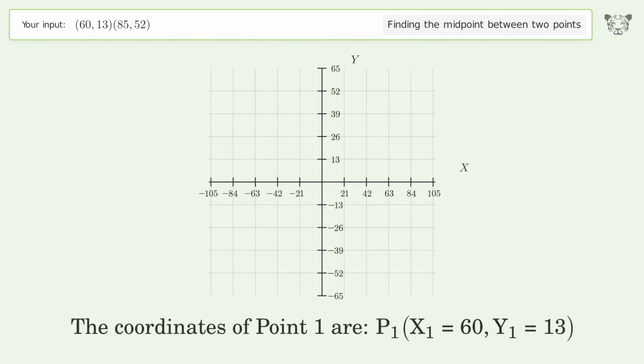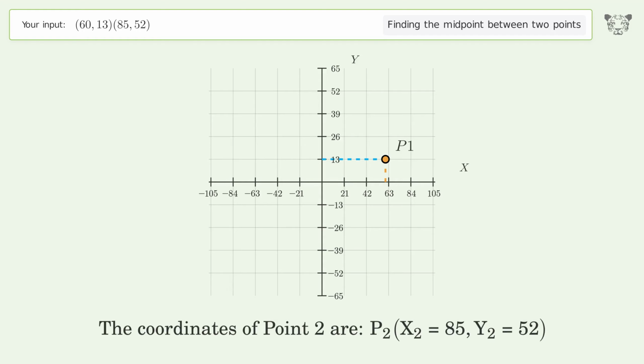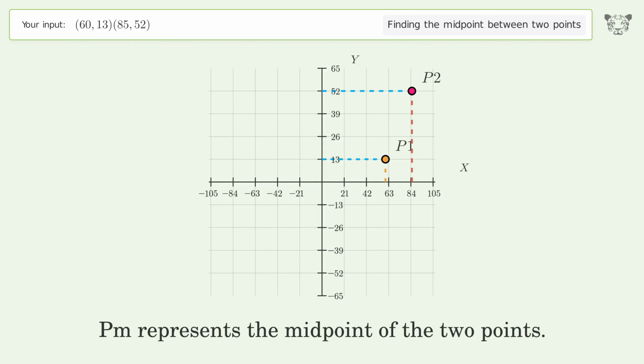The coordinates of point 1 are x1 equals 60, y1 equals 13. The coordinates of point 2 are x2 equals 85, y2 equals 52. PM represents the midpoint of the 2 points.